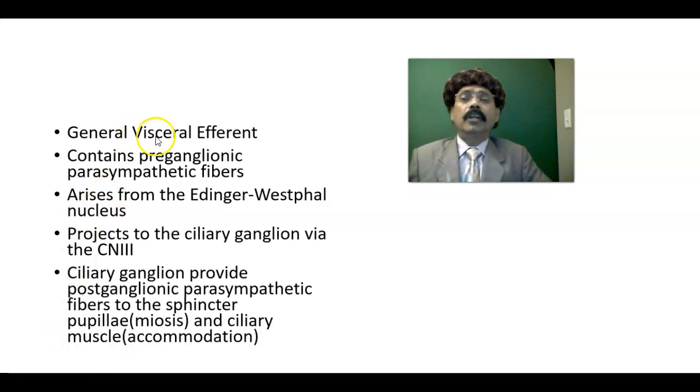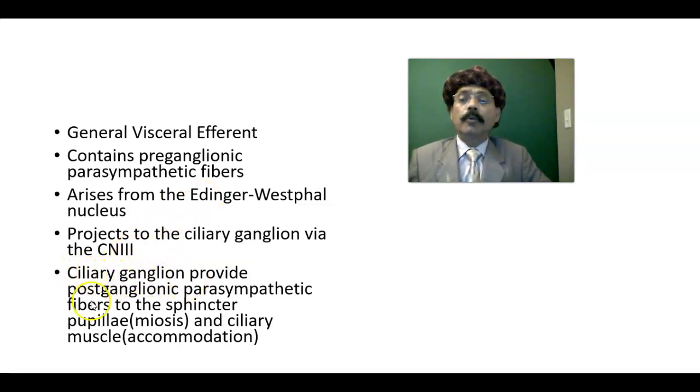Okay. General visceral efferent contains preganglionic parasympathetic fiber. It arises from the Edinger-Westphal nucleus, that is also present in the periaqueductal gray matter behind the main motor nucleus of the oculomotor nerve, and projects to the ciliary ganglion via the cranial nerve number 3. This is the oculomotor nerve from this nucleus.